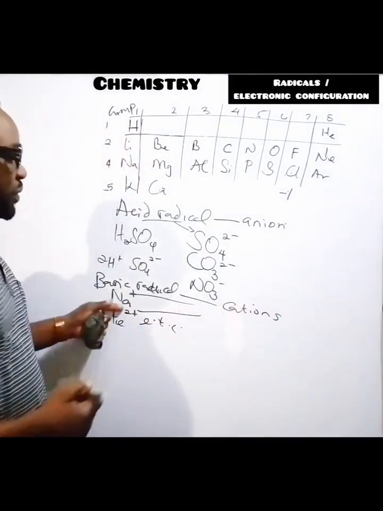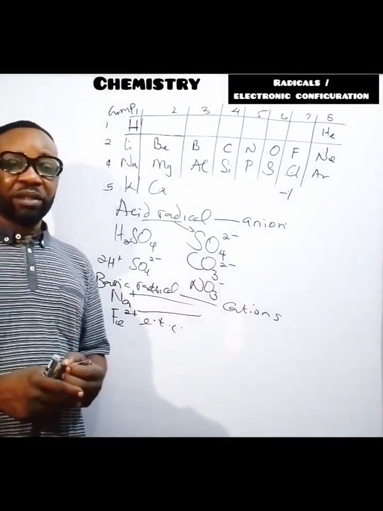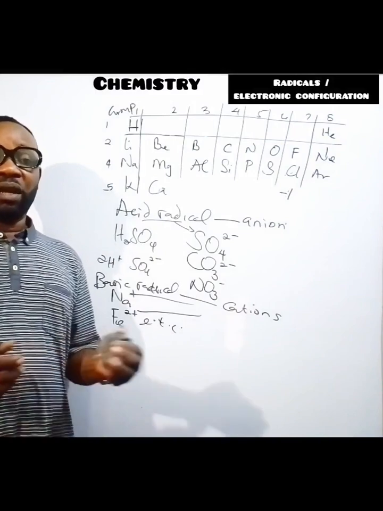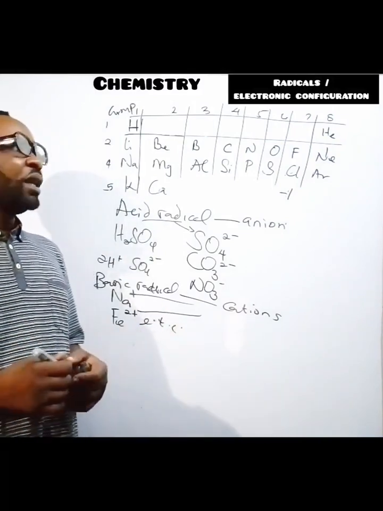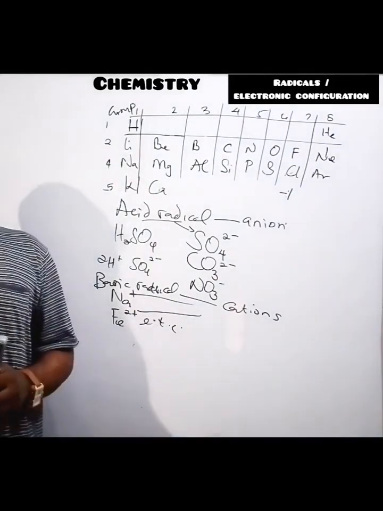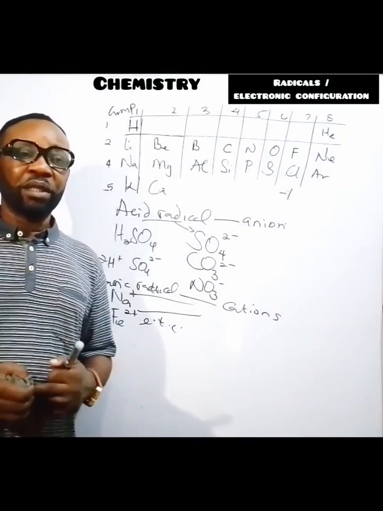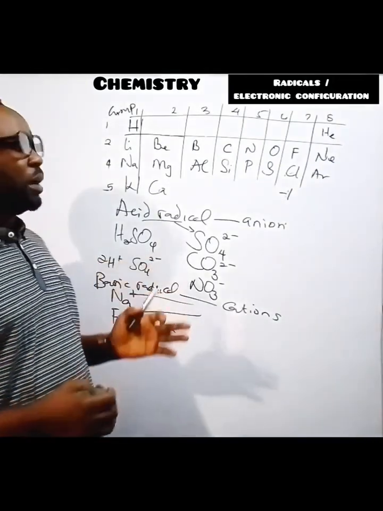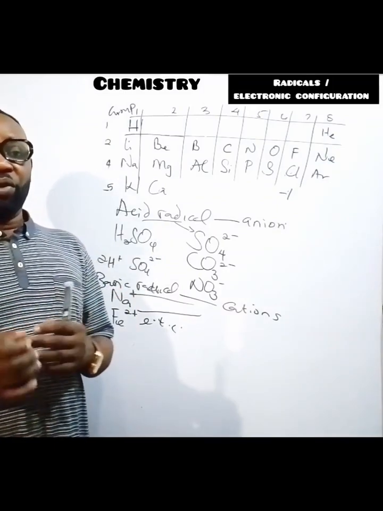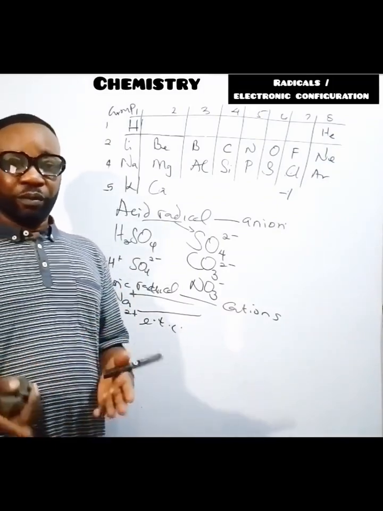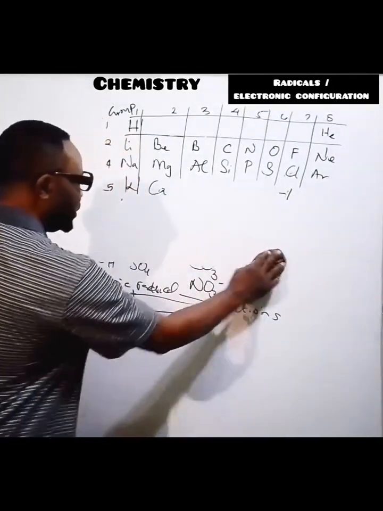Cations are positively charged, while the anions are negatively charged. These are the forms of radicals that we have. Now, we need to look at the periodic table of the first 20 elements, and we are going to talk about the electronic configuration in ring form, also in the forms of energy level.